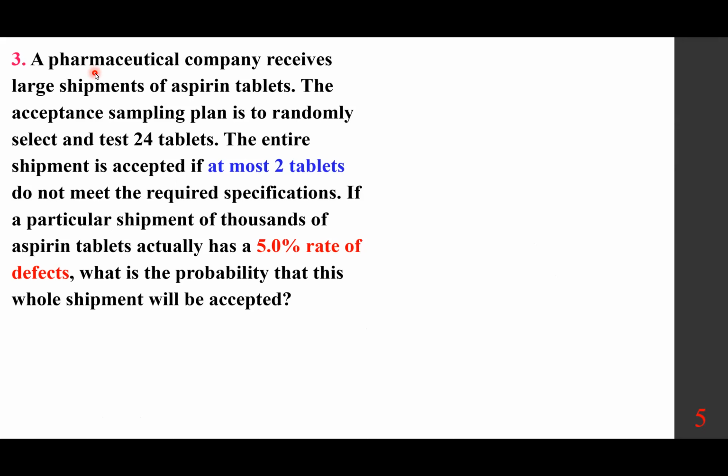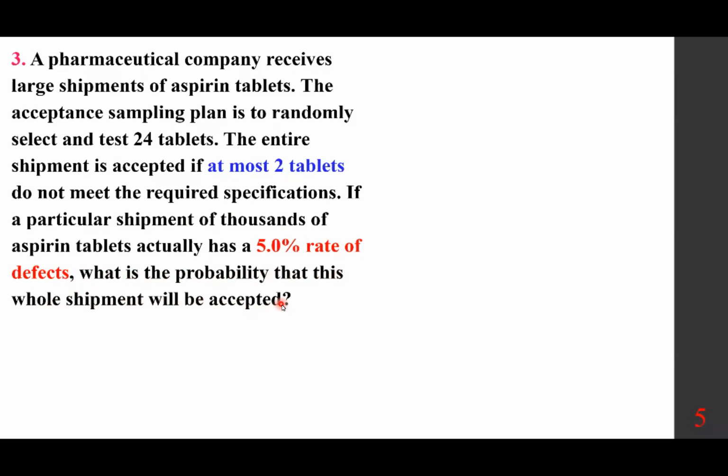A pharmaceutical company receives large shipments of aspirin tablets. The acceptance sampling plan is to randomly select and test 24 tablets. The entire shipment is accepted if at most 2 tablets do not meet the required specifications. If a particular shipment of thousands of aspirin tablets actually has a 5% rate of defects, what is the probability that this whole shipment will be accepted? Excellent.